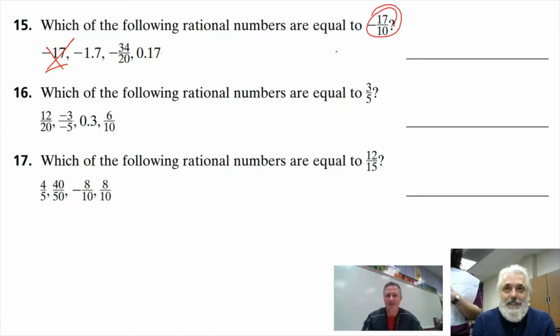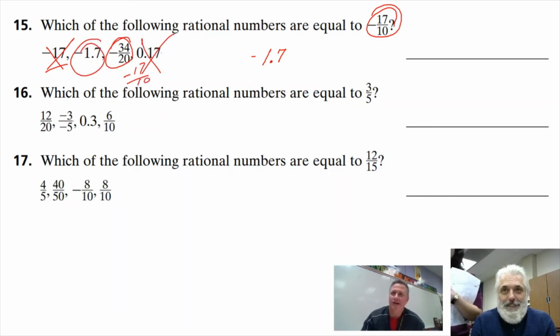Let's see. 17 tenths. 10 goes into 17 one time with 7 tenths left over, and that is the same as negative 1.7. Negative 34 tenths simplifies to negative 17 tenths, so that's the same thing. So these two are the same, that one is not.